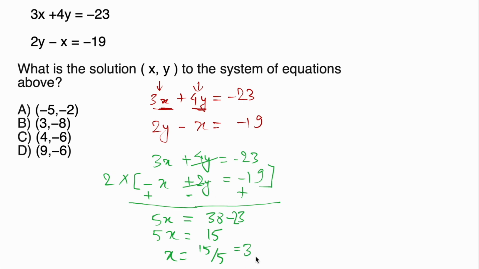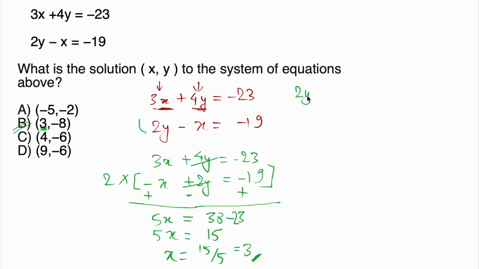So just by looking at the value of x, we can identify that only option B has the value 3 as x. So it must be the correct option. But let us validate it first. We will just plug in the value of x in this equation.